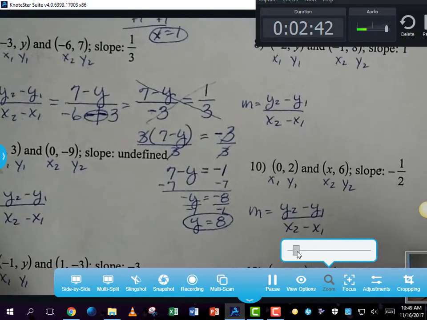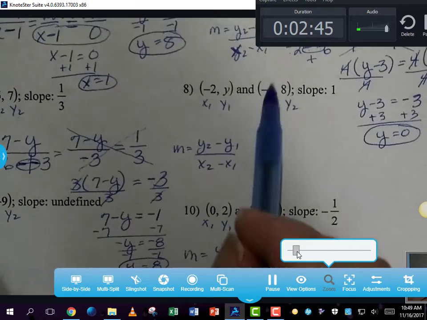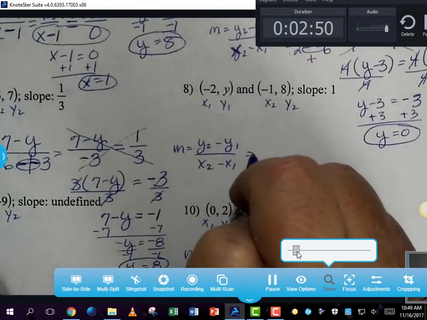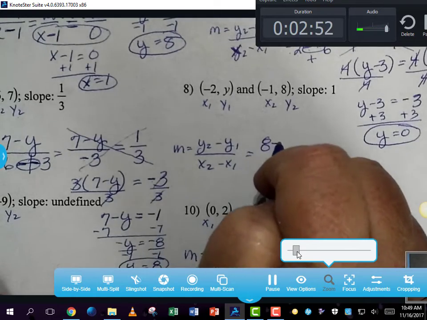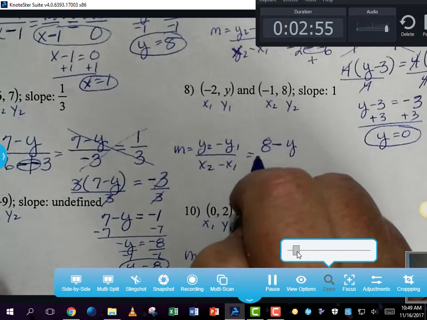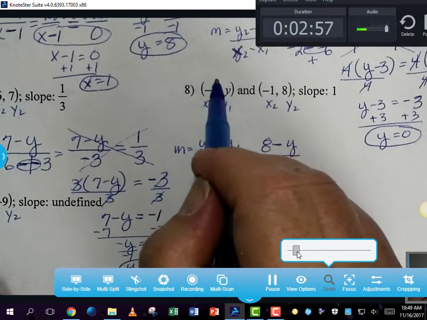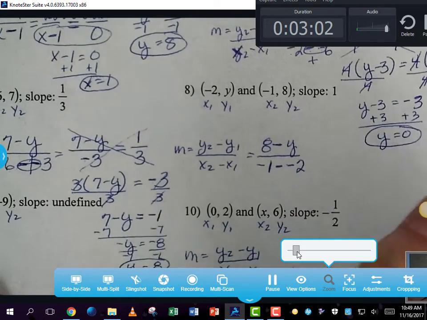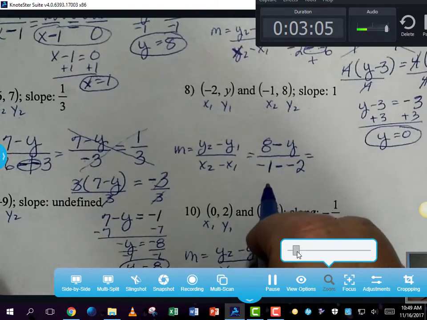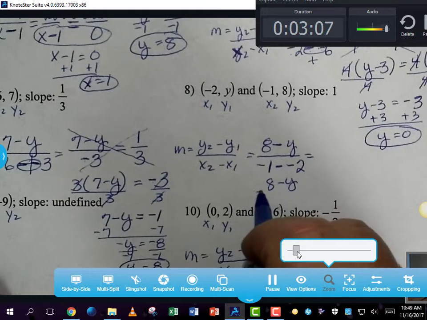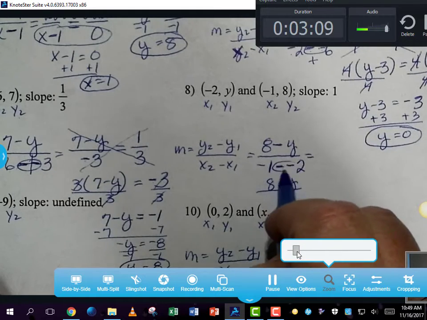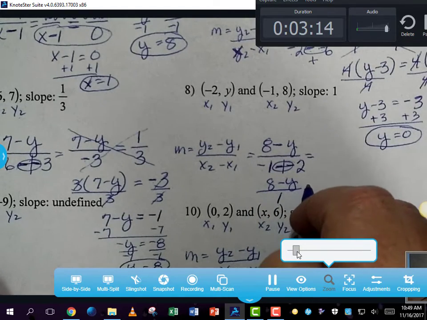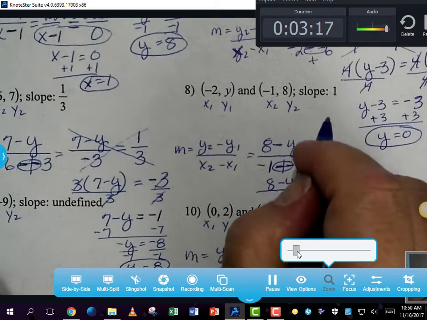Okay, number 8. I'm going to have 8 minus y. Y sub 2 minus from the formula, y sub 1 is just y, divided by x sub 2 minus x sub 1, so I'm going to have negative 1 minus negative 2. When I simplify that, that's going to give me 8 minus y equals, when I subtract a negative 2, that's really adding. So I have negative 1 plus 2, that's positive 1. So I simplified that, and that needs to equal 1.